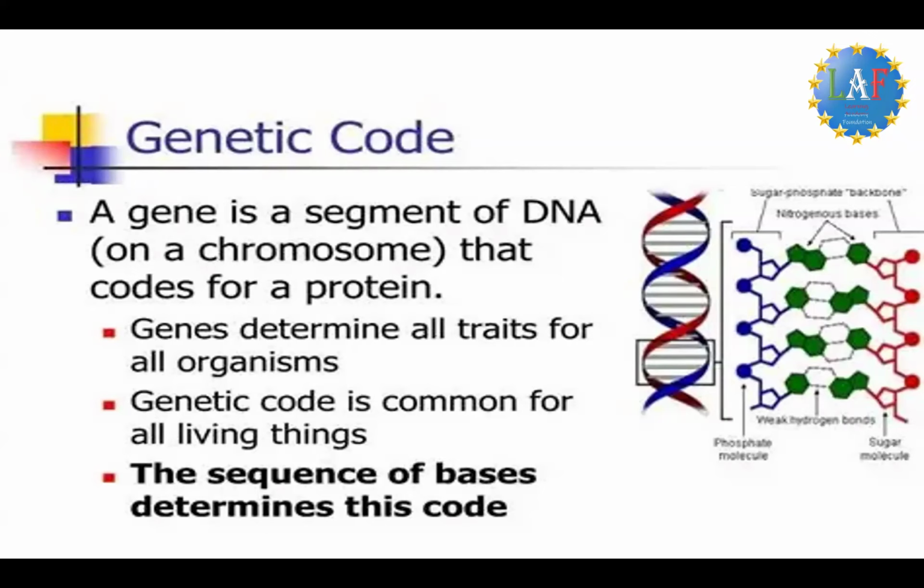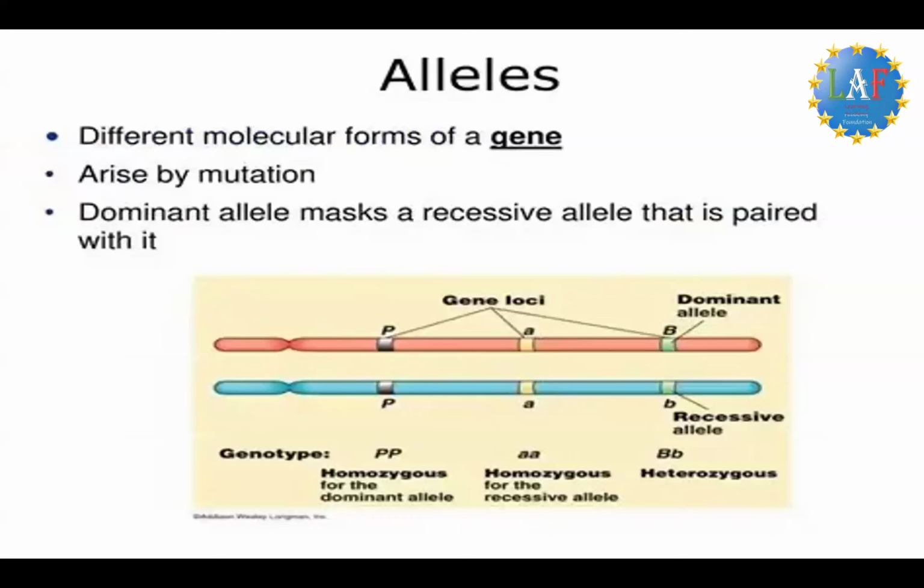Alleles are different versions of a gene, different molecular forms of a gene. They arise by mutation. A dominant allele masks a recessive allele that is paired with it.